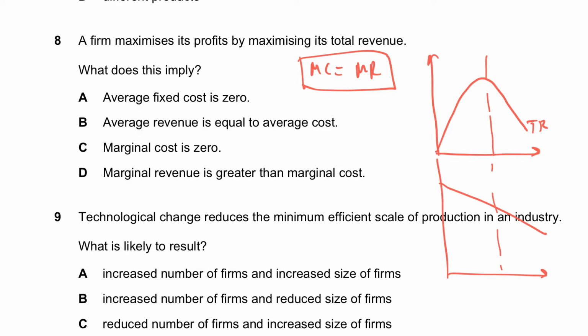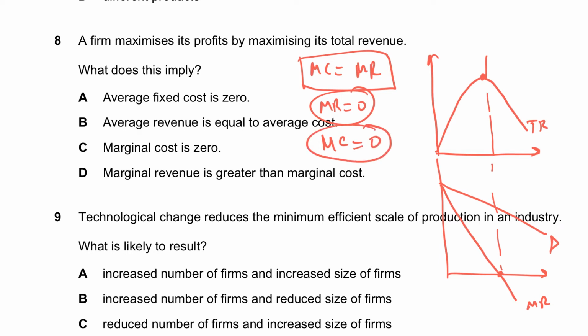So if this is my demand curve, my MR will be like this. So demand curve and MR. When MR is 0, TR is maximum, which will mean that MR must be equal to 0. Now if MR is 0, then this means MC must also be equal to 0 for total revenue to be maximum. So that's why C is the right answer, which says that marginal cost is 0. Because if marginal cost is 0, then MR 0 will make the total revenue maximum at MR 0.